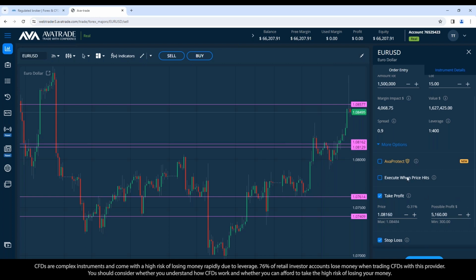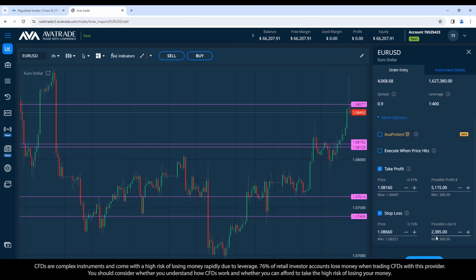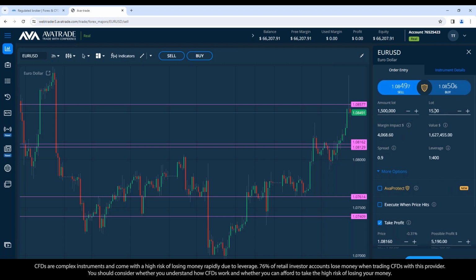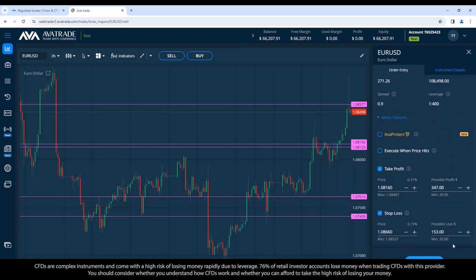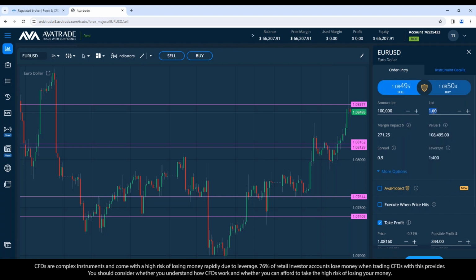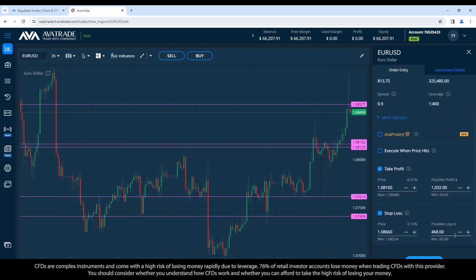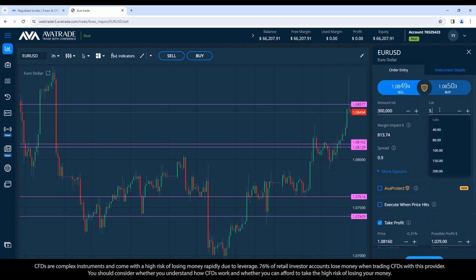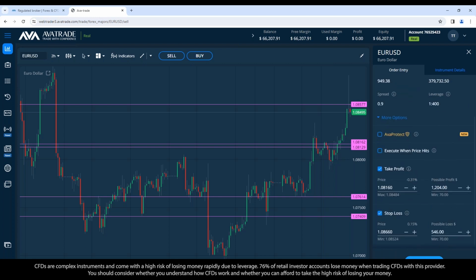Based on where I want my stop loss above and my take profit right down here, I enter that in, and I can quickly see how much I'm risking, 2,300, 2,400, and how much I would make, 5,100 or so. Now I can adjust my trade size for the amount I'm willing to risk per trade. If I want to risk, I don't know, 500 per trade, let me go one lot. Now I'm risking 153. Okay, 3 lots. Now I'm risking 468. Okay, 3.5 lots. Now I'm risking just over 500, 539.